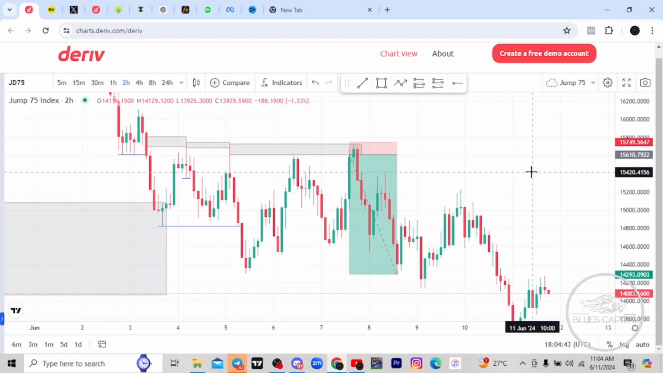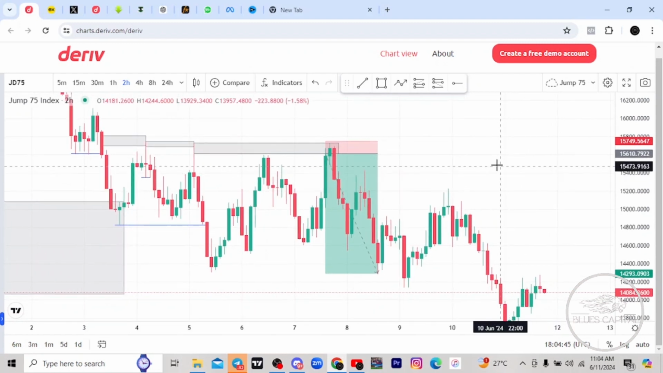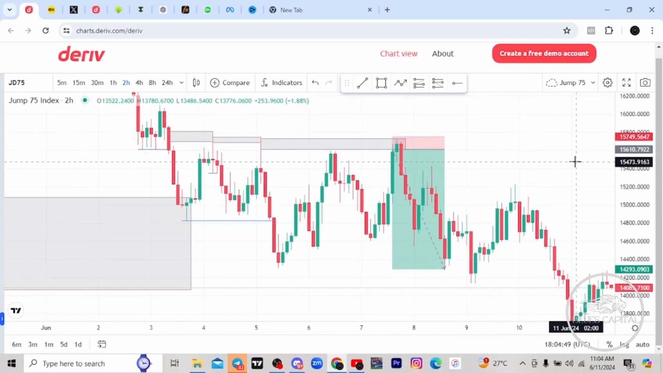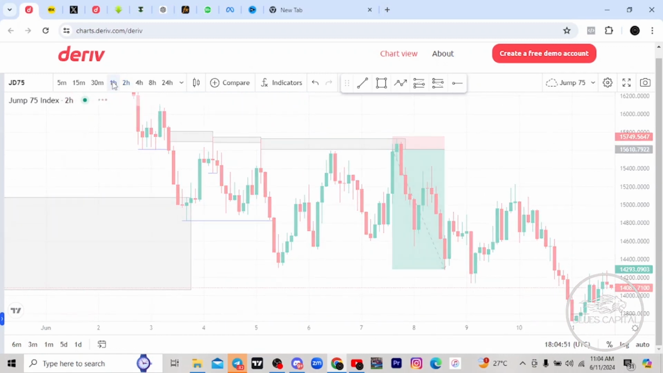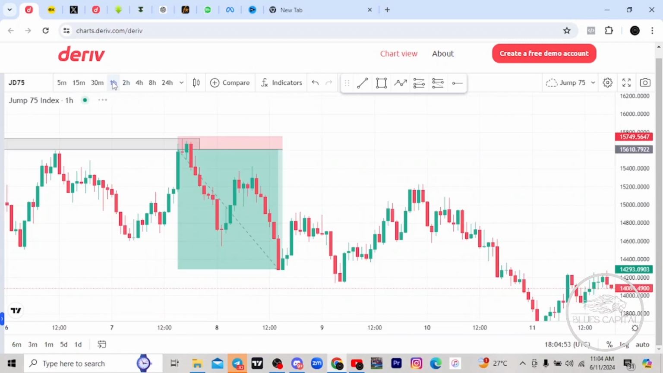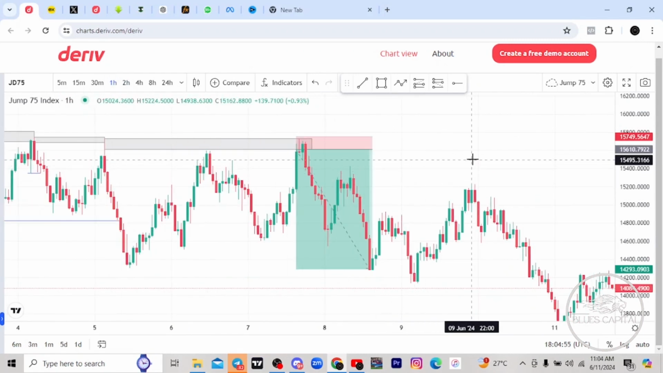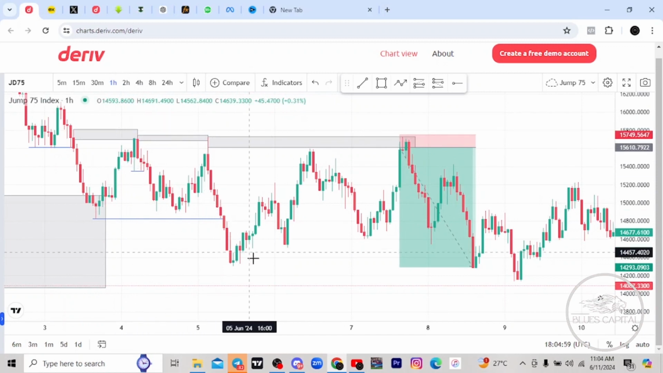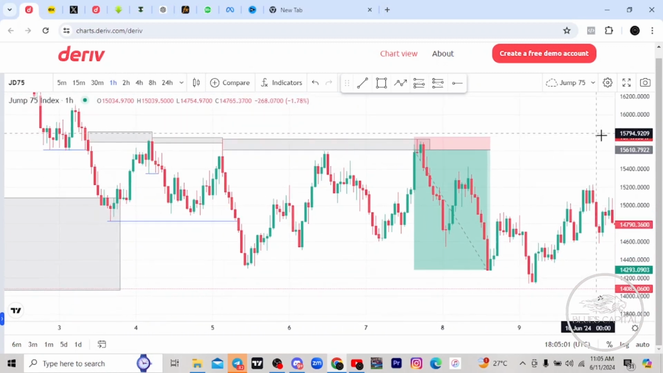So this is the 2 hours time frame. You can see the market is still bearish. So moving on to the 1 hour time frame, I see the market is bearish, creating a lower low, lower high. All these are showing the market is bearish. So how did I get this entry?